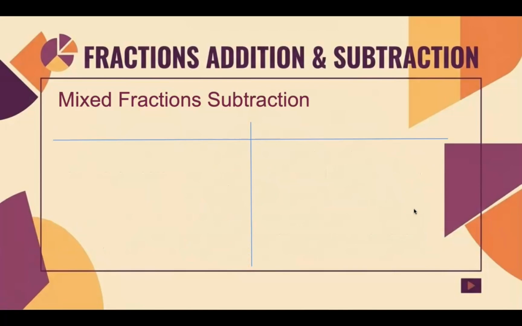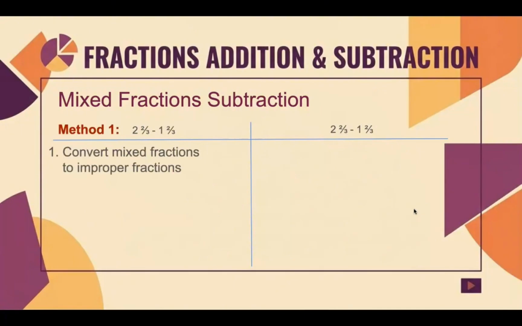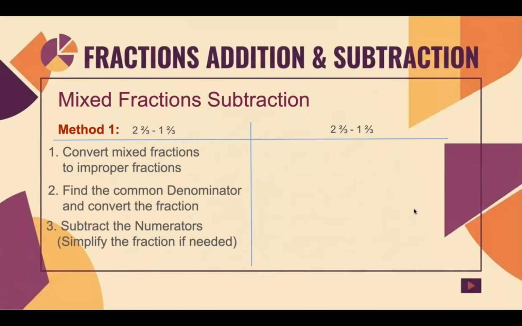Now, let's see subtraction. Here we have one problem, 2 2/3 minus 1 2/3, but we have two different ways to solve it. Method 1. Step 1. Convert the mixed fractions to improper fractions. Step 2. Find the common denominator and convert the fraction. Step 3. Subtract the numerators, simplify the fraction if needed. Let's solve this problem using method 1. So, step 1 is to convert the mixed fractions to improper fractions. So if we do 3 times 2 plus 2, we will get 8, and the denominator 3 stays the same. So we will get 8/3.